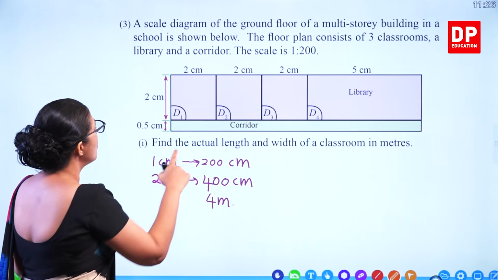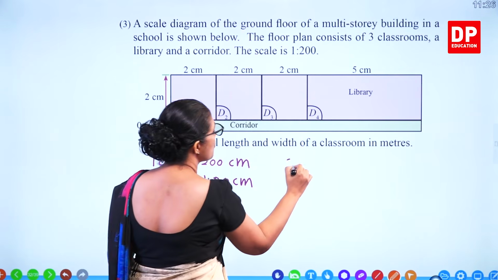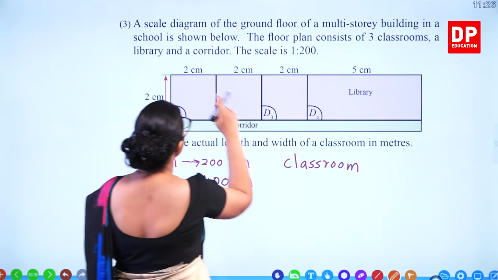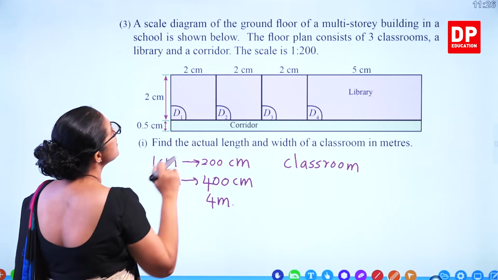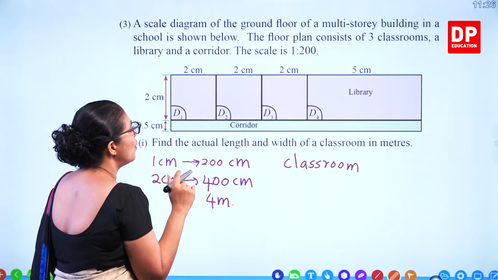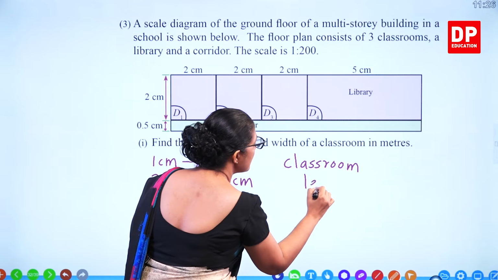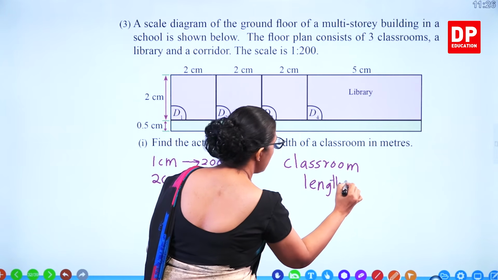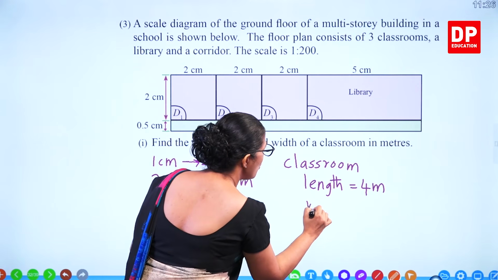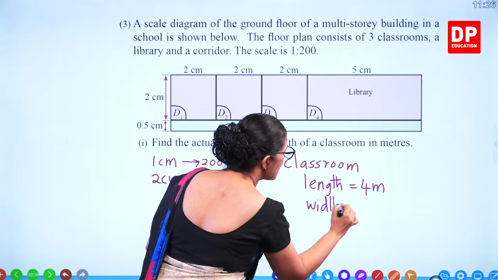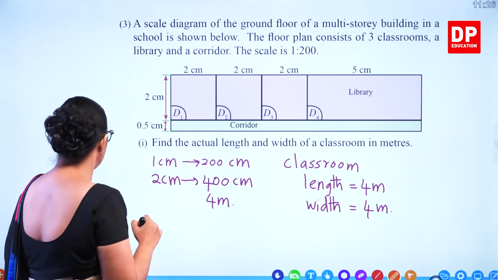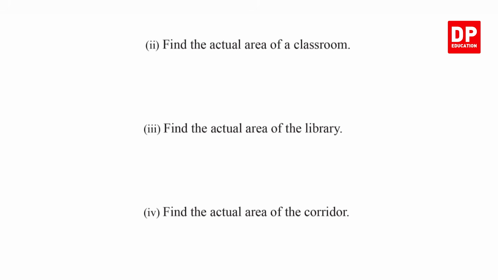So, the classroom. If you take only the classroom, there are 3 classrooms, 1 library and the corridor. Classroom length is 4 meters and width also 4 meters. So that's a square. That's the first part. Find the actual area of a classroom.